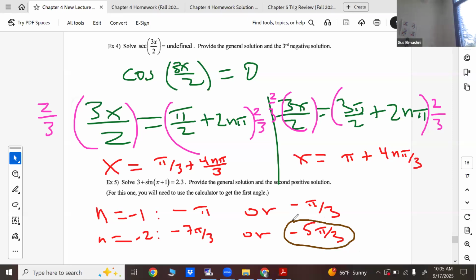So the strategy, notice I'm very methodical about this. Switch secant to cosine, make it 0. Figure out what happens. Do plus 2 pi n, both sides of this, isolate x. Update that. Then plug in -1, plug in -2 to see where we can get a third negative answer. So I got my general solutions and I got my third negative answer.